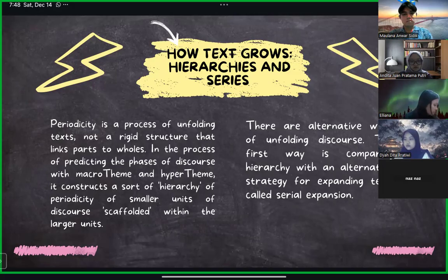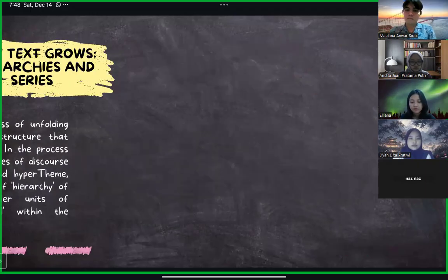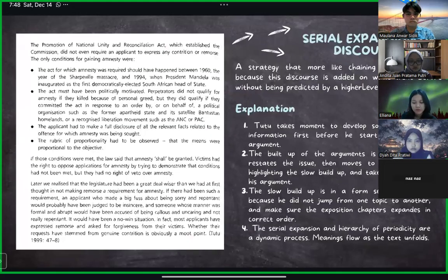There are alternative ways of unfolding discourse, and the first way is comparing hierarchy with an alternative strategy for expanding text called serial expansion. And the left one, as you see, is the example of the text. From this example, we can say that the strategy of serial expansion is more like chaining than periodicity, because this discourse is added on what went before without being predicted on a higher level theme.